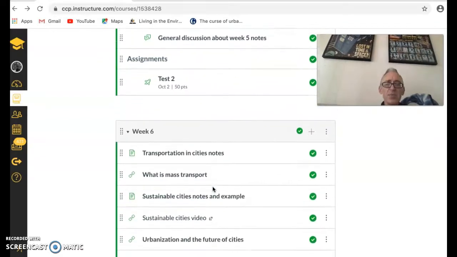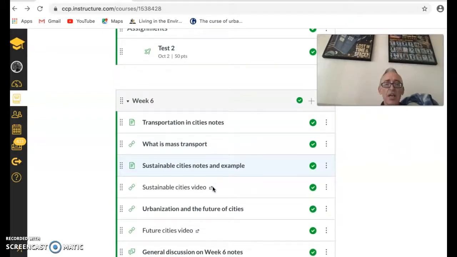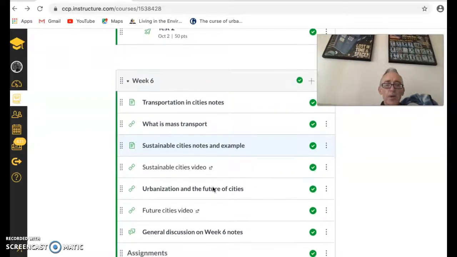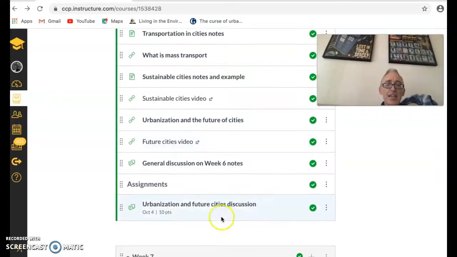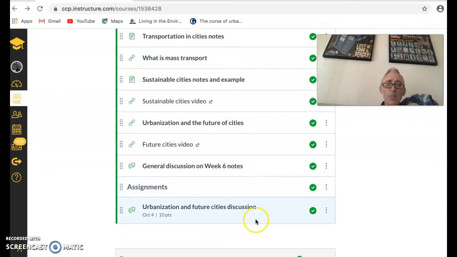In week 6, we move into transportation and the problems of transportation in cities. We're also going to be looking at the future of cities and how to make cities sustainable. And again, the assignment for week 6 is urbanization and future cities.